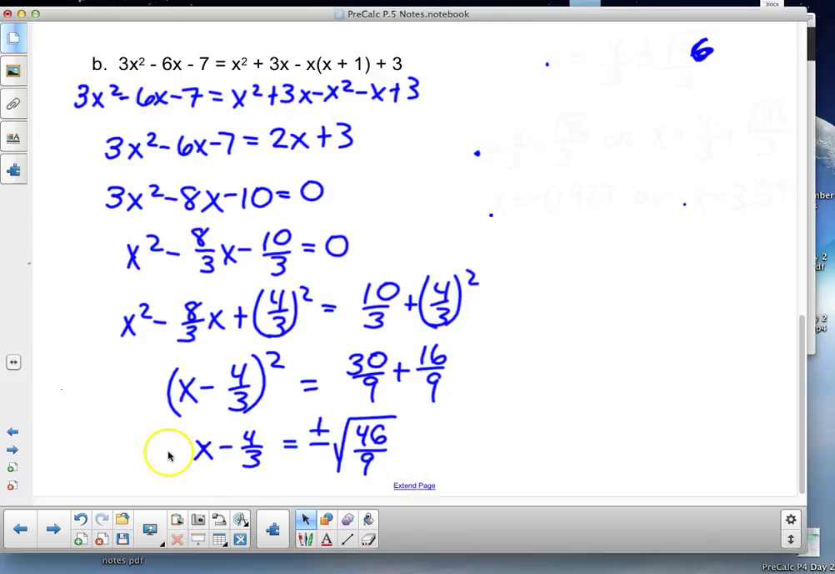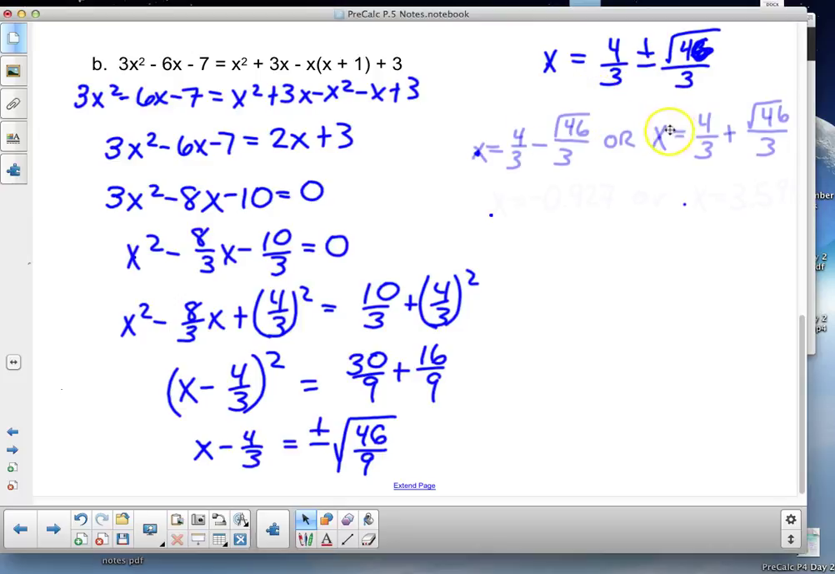So now I have two relationships to solve for. I have 4/3 plus or minus the square root of 46, and this is over thirds, because I can take the square root of 9 and bring that out. So they're both in thirds. And I have these two choices. So if I do the left choice, I get that. If I do the right choice, and I'm doing these in my calculator, I have that.